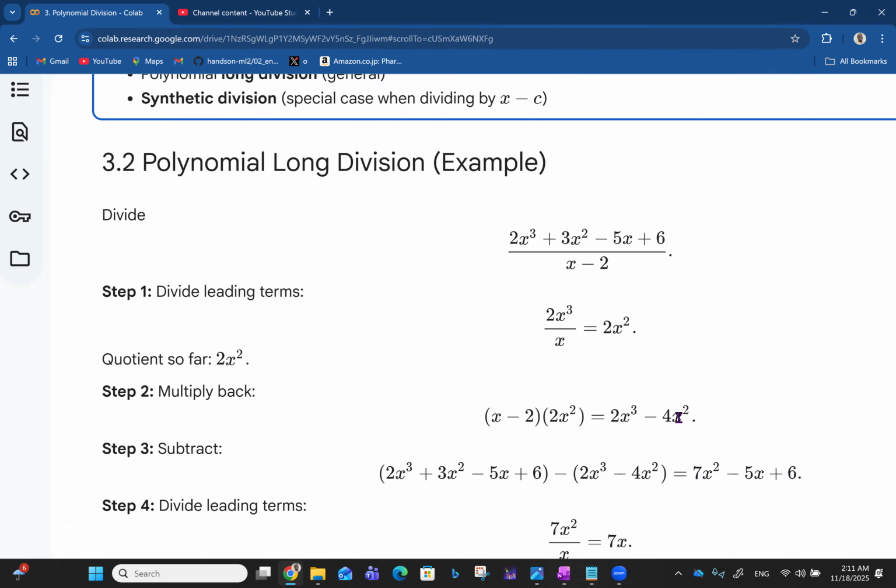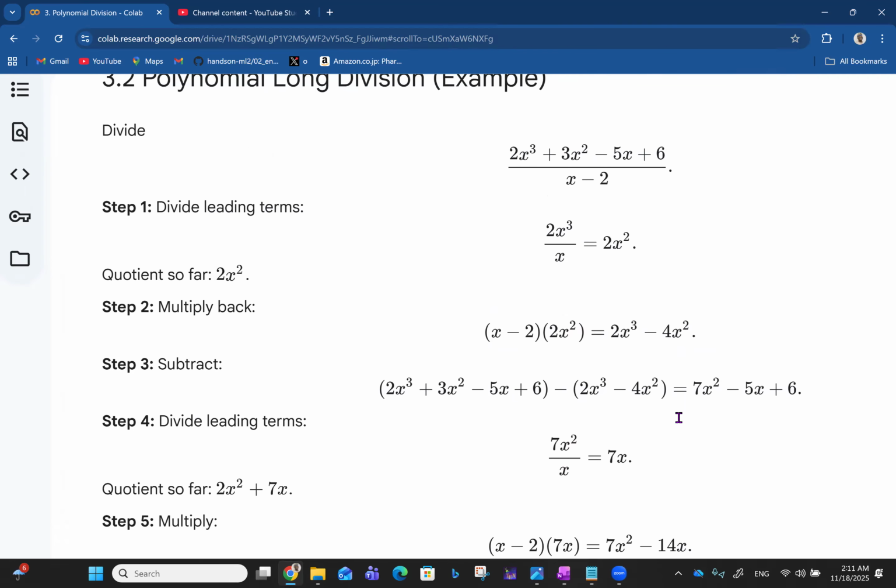We have that. So next thing is you're going to subtract. So then you have this whole expression. You subtract 2x cubed minus 4x squared from it, and you get 7x squared minus 5x plus 6, right? So what's the next thing you do? Then this 7x squared, you divide by this x. So you have 7x squared divided by x, and that is 7x. So the quotient so far is now 2x squared plus 7x, right?